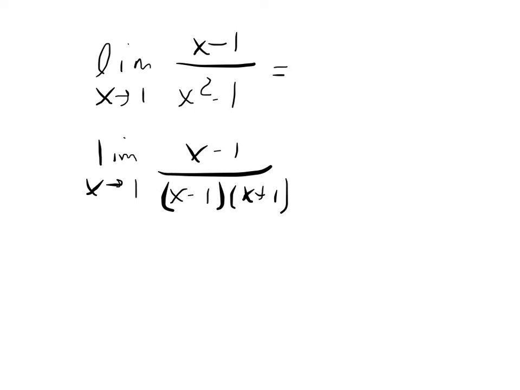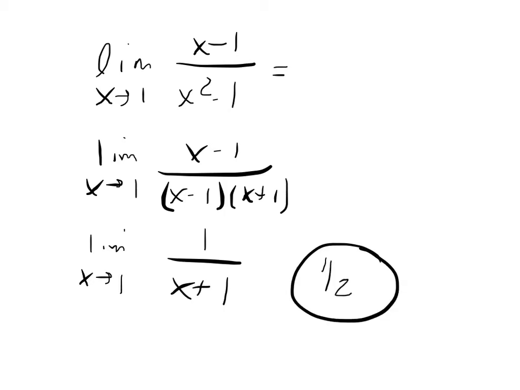And indeed, for any value other than 1, what's going to happen to those two factors in the numerator and denominator? They'll cancel. So for all values other than exactly 1, this function, x minus 1 over x minus 1 times x plus 1, will be equal to 1 over x plus 1. So let's look at the limit as x approaches 1 of 1 over x plus 1. Now I can evaluate that by plugging in 1 directly, and I get 1/2.